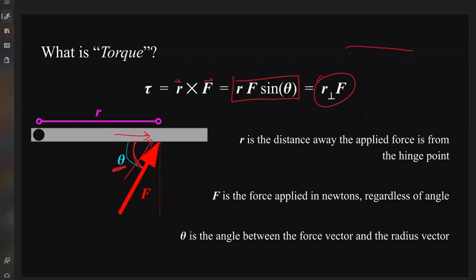But that means that if radius is this way and force is this way with a 90-degree angle between them, that is the maximum torque that we could possibly get, is 90 degrees, because sine of 90 degrees is 1. All right, if we take sine of 90 degrees, we get 1, as opposed to if they were along the same direction, it'd be sine of 0, which is 0. All right, so we have r, radius in meters, we have F, force in newtons, and we have theta is the angle between those two vectors.